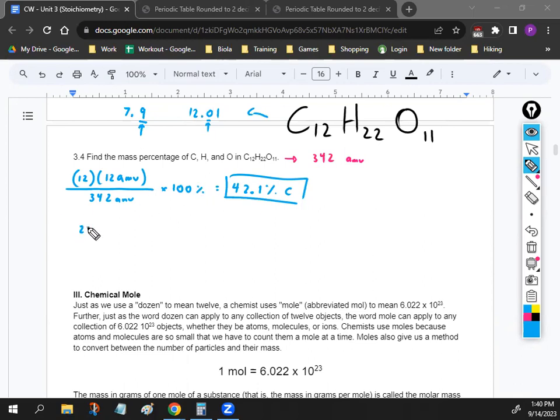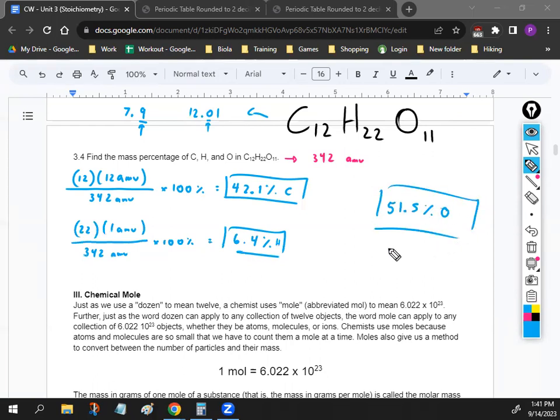Hydrogen, there are 22 hydrogens inside of sugar. They each have a mass of 1 AMU, so you could ignore that. It's just 22 divided by 342 AMU times 100%, and that'll give you about 6.4%. Okay. So even though you have the most hydrogen atoms, because they weigh so little, the mass is only going to be 6.4%. And then you can do the same thing for oxygen, but I'm just going to give you the answer. It should be 51.5%, around there. Okay.